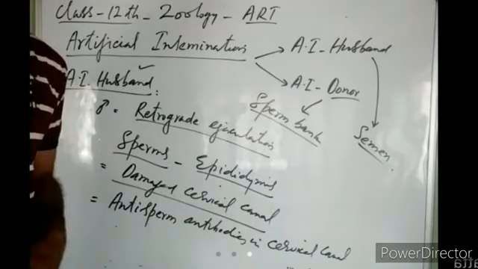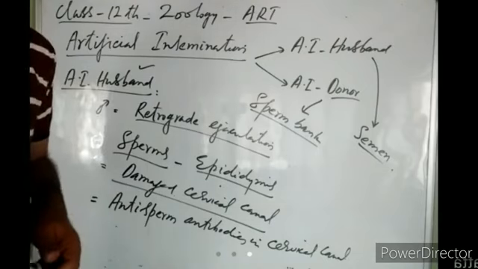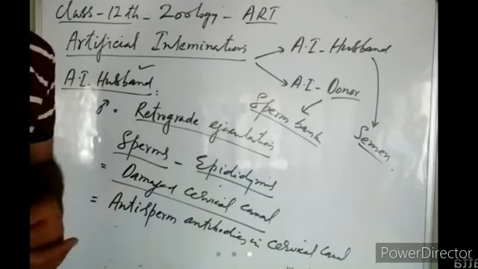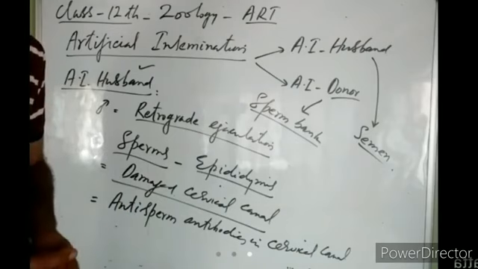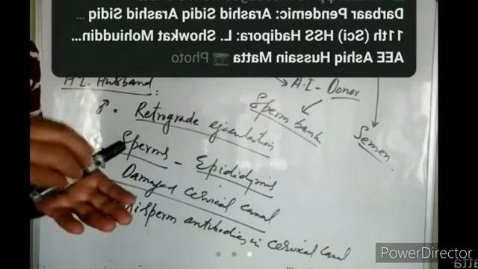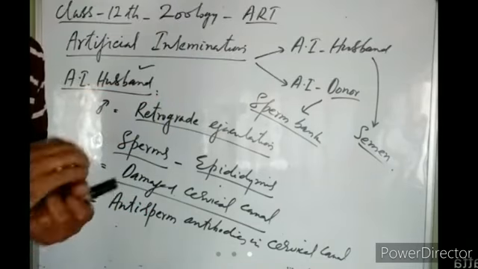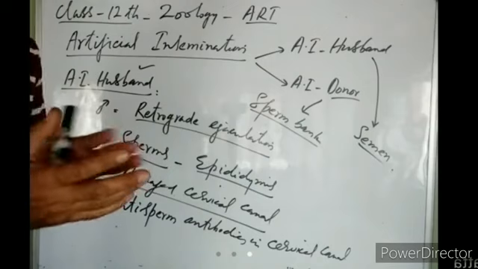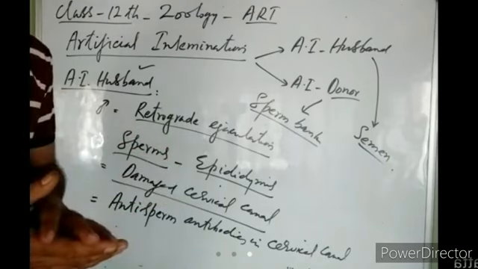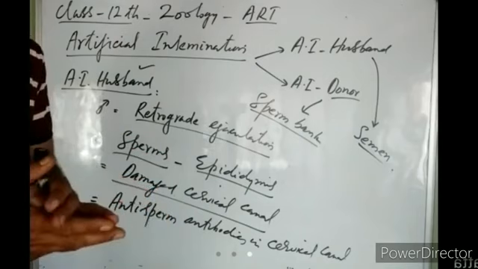So a female who has got anti-sperm antibodies in the cervical canal becomes infertile. Because when the male is inseminating her naturally, at that time semen is deposited in the vagina. Then from the vagina, the sperms have to cross through the cervical canal into the uterus, right? But when sperm meet the anti-sperm antibodies in the cervical canal, those antibodies kill the sperm. So the female becomes infertile, right?